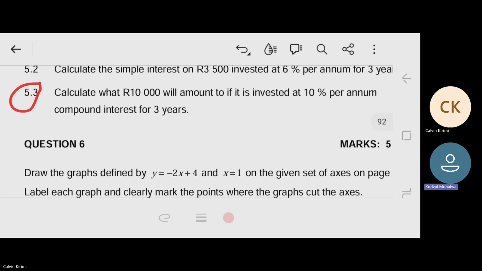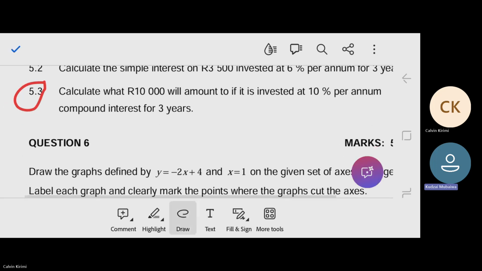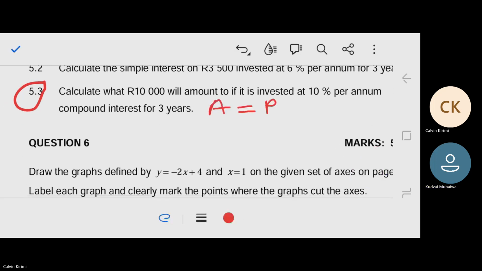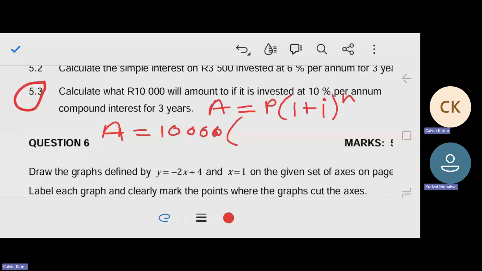What was the formula first? A equals P open brackets 1 plus i close brackets to the power n. A is the final amount, isn't it? Yes, sir. The principal was 10,000. Bracket 1 plus i, what is i? 0.06. What you are given is 10%. Why is it 0.06?